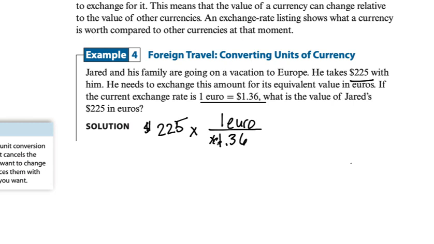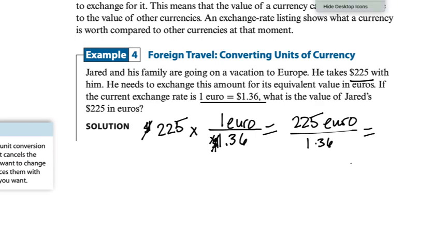So then the dollars, let me put a little dollar symbol here. The dollar symbols will cancel out, and then I'll be dealing with basically 225 euros divided by 1.36, and that's how many euros I'll get when I transfer them. So I'm going to calculate that real quick, and we get 165.44 euros, which is equal to $225.